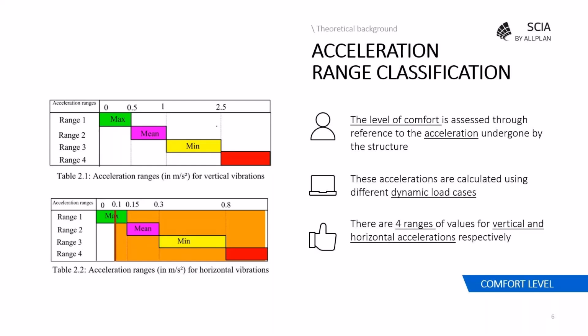So the level of comfort is assessed through reference to the acceleration undergone by the structure. These accelerations will, of course, be calculated using different dynamic load cases. And as you can see on the left side in this table, there are 4 ranges of values for vertical and horizontal accelerations, respectively. So for example, for the maximum comfort, it will correspond to a range between 0 and 0.5 meters per square second for the vertical vibrations.